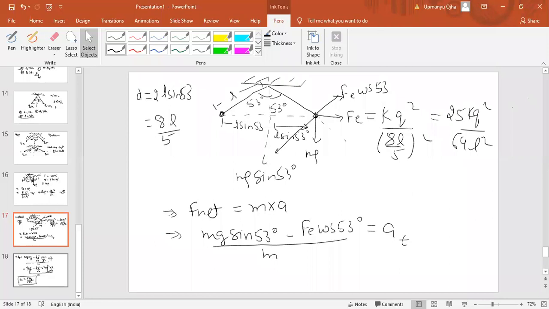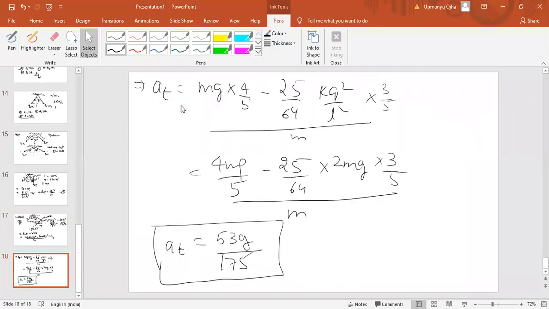So when we place this value, we get the tangential acceleration as mg into 4 by 5 minus 25 by 64 kq squared by L squared into 3 by 5. After solving, we'll get the tangential acceleration as 53 g by 75.